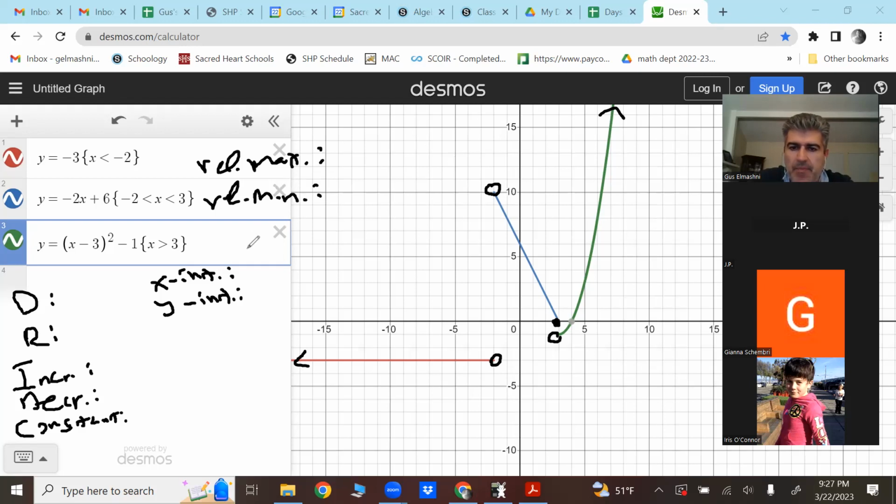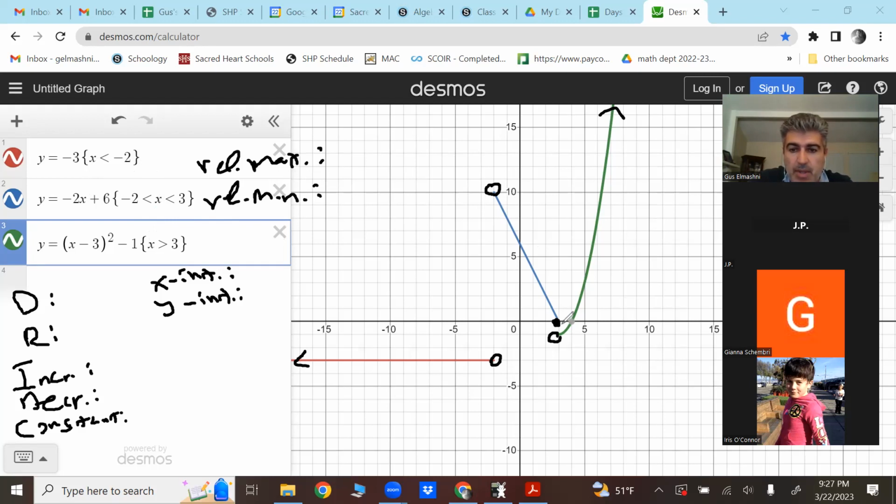Domain. The piecewise function helps too to have it there because you see x is less than negative 2, x is bigger than 3, and then x is also in between. However, does x ever equal negative 2? Look at the graph and look at the equations. No, right? I don't see an equal sign there. And there's two holes there. So negative 2 is never part of the domain. Everything else is covered though.